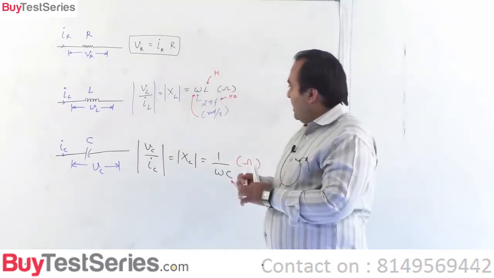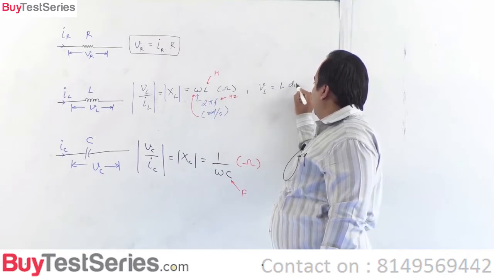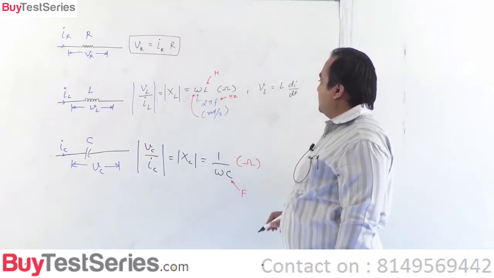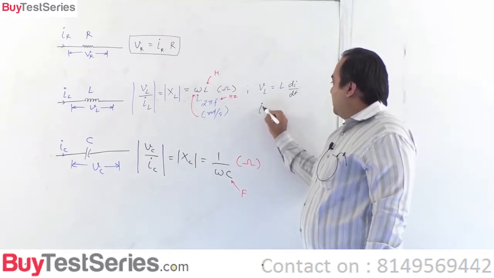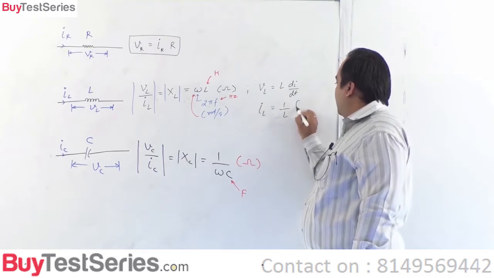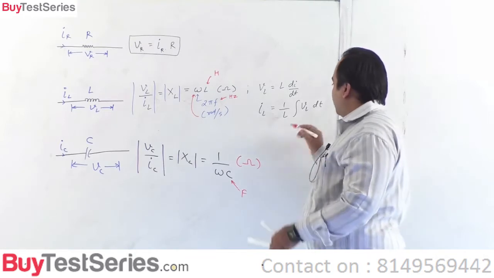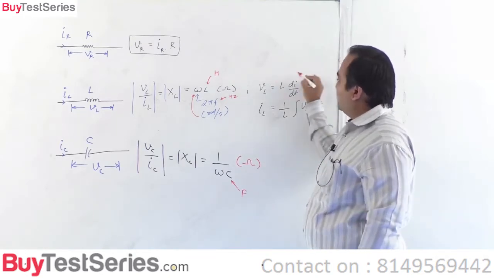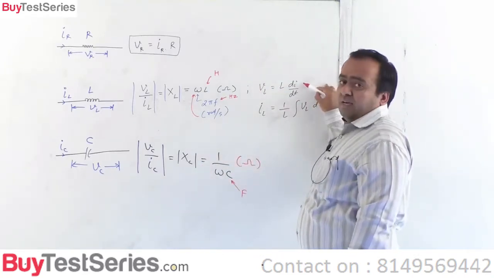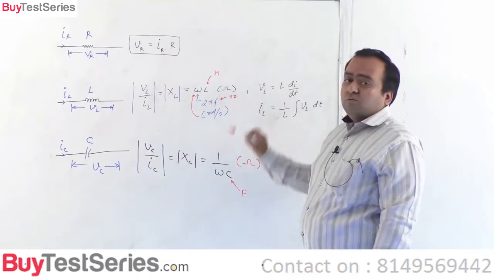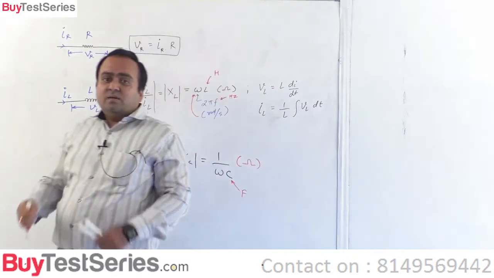Why? Because we have the general relations VL is L di by dt. This is the relation. Alright. Or the current through an inductor is 1 by L integration of VL dt. So if one becomes a sine term, the other becomes a cosine term, because differentiation of sine is a cosine. So if I is sine omega t, it will correspond to cos omega t, and sine omega t and cos omega t already have a 90 degree phase shift among them.